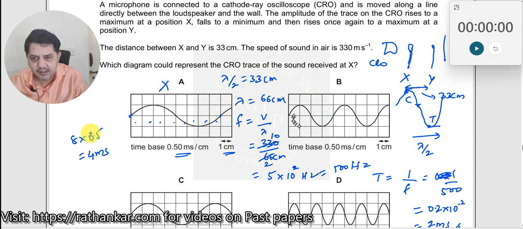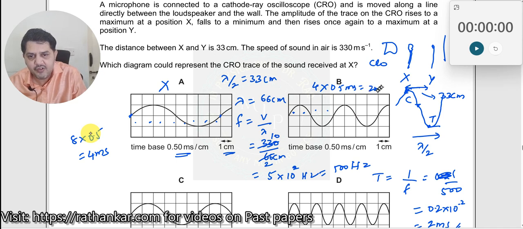Let us look at this here. What's the time period here? 1, 2, 3, 4. There are 4 here. 4 boxes makes one time period. 4 multiplied by 0.5 milliseconds will be equal to 2 milliseconds, which is as required. So therefore B is the right answer.